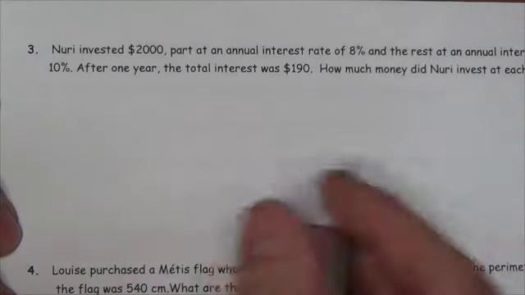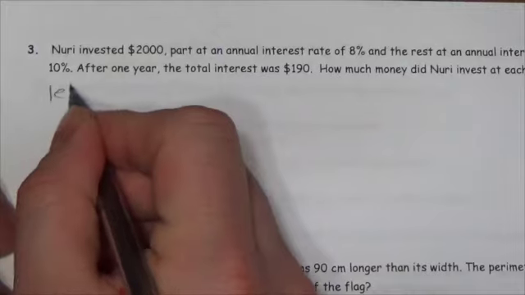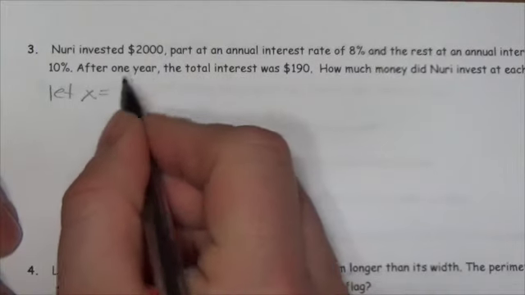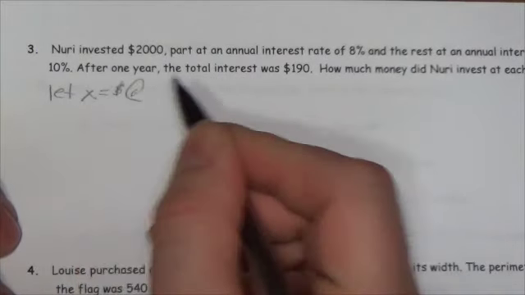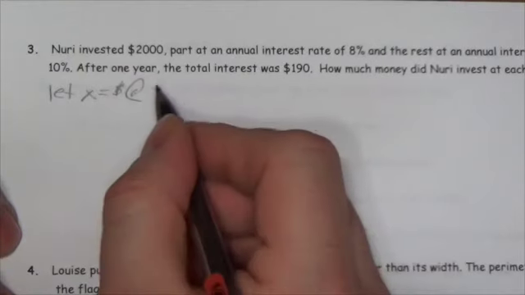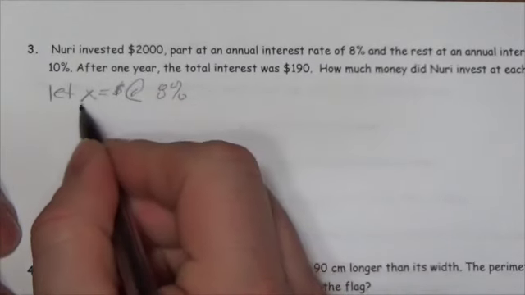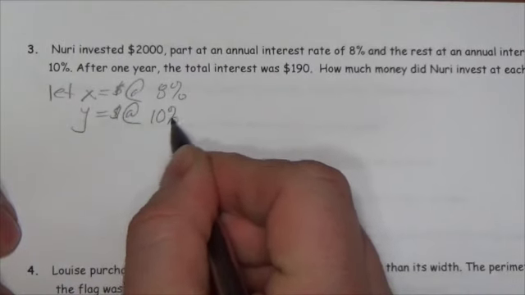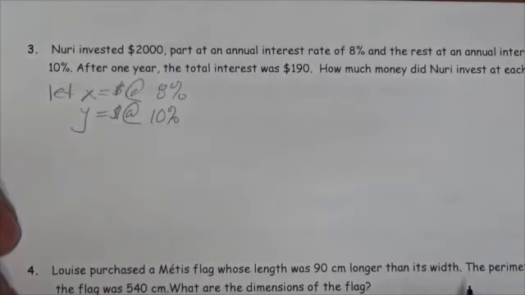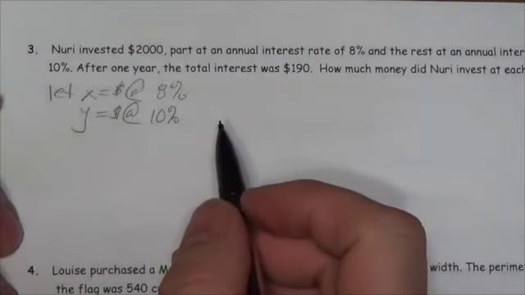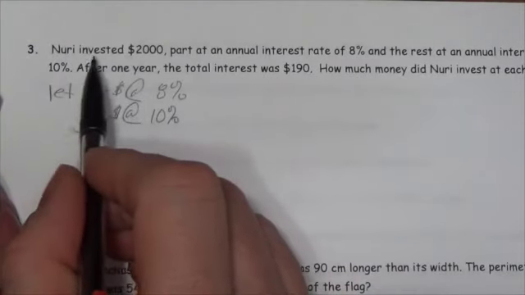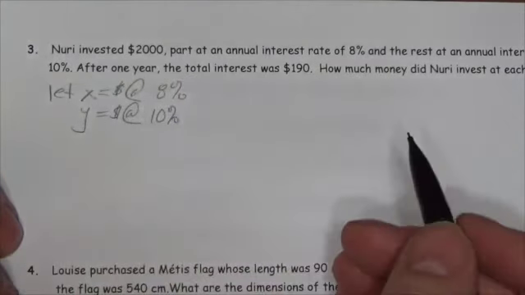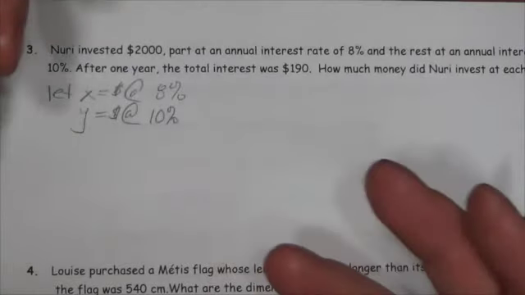Okay, so what we're going to do here is let X be the money at 8%, and we'll let Y equal the amount of money at 10%, because we have to identify what our variables are before we jump into this problem. Now, Nuri invested $2,000 total. That's how much she had there.